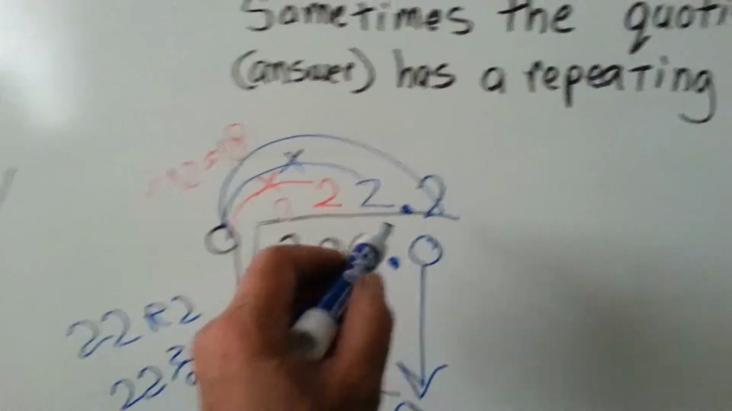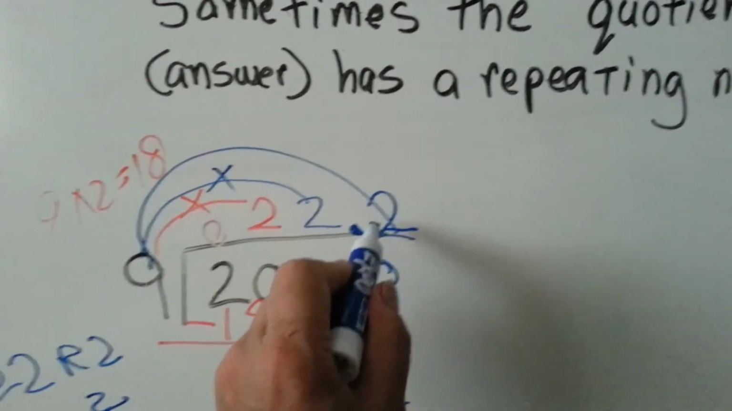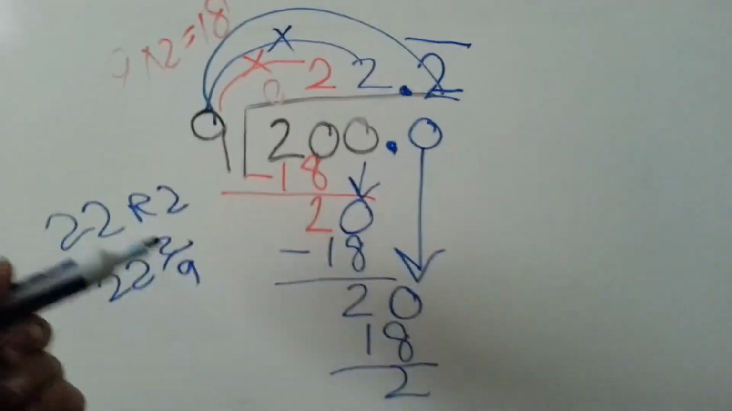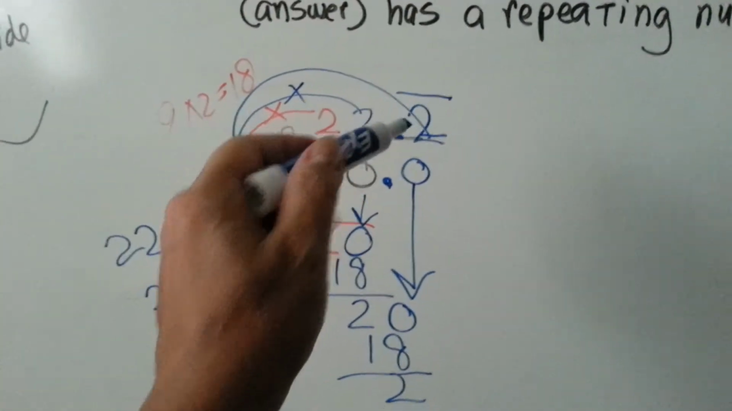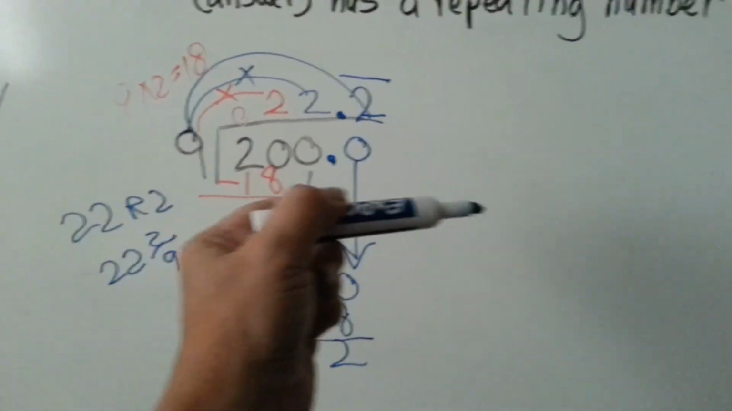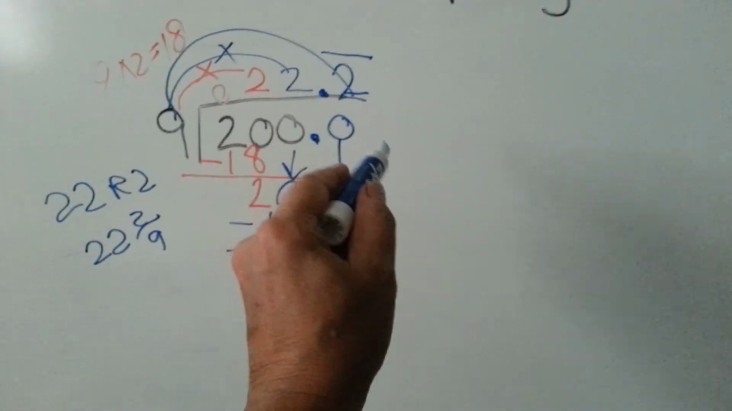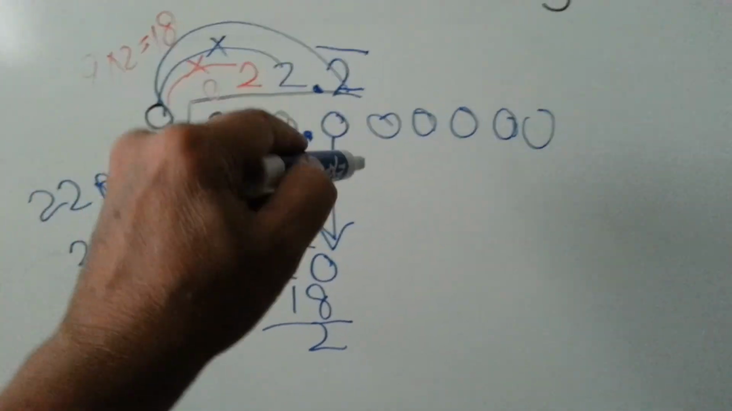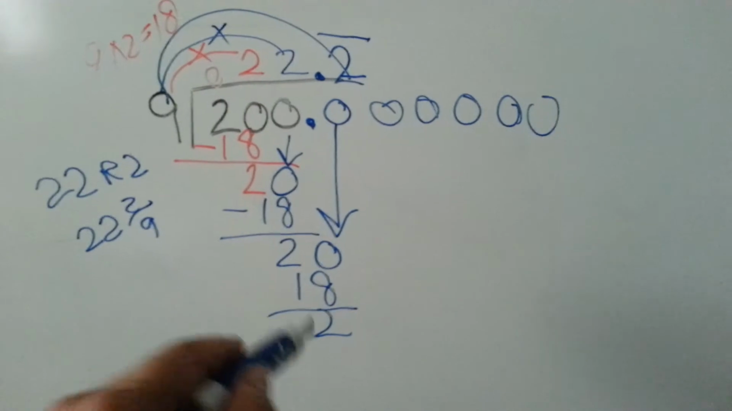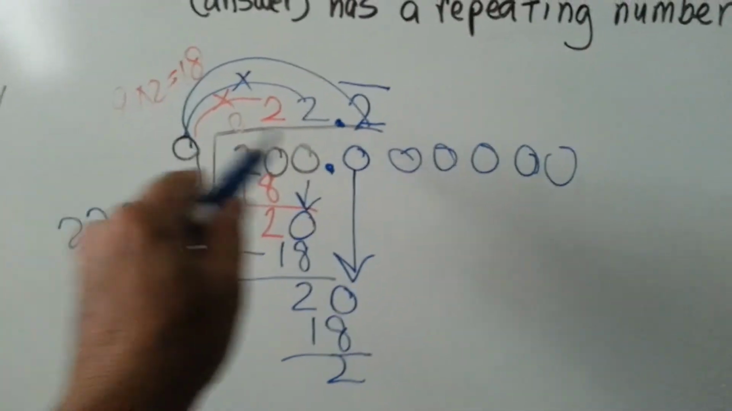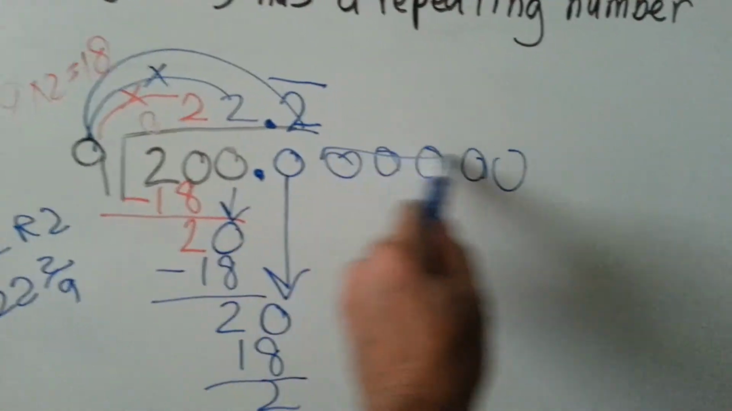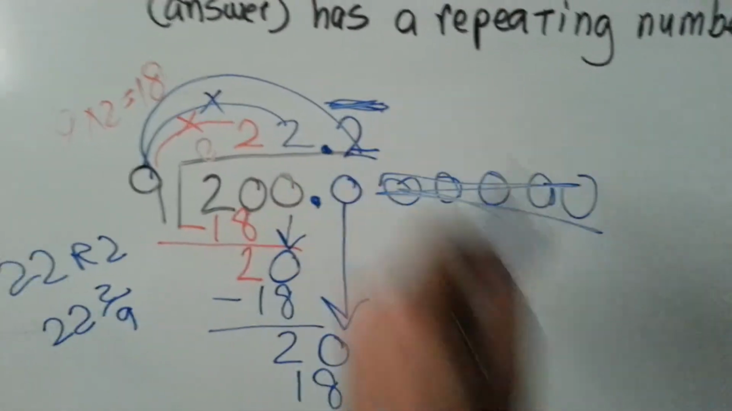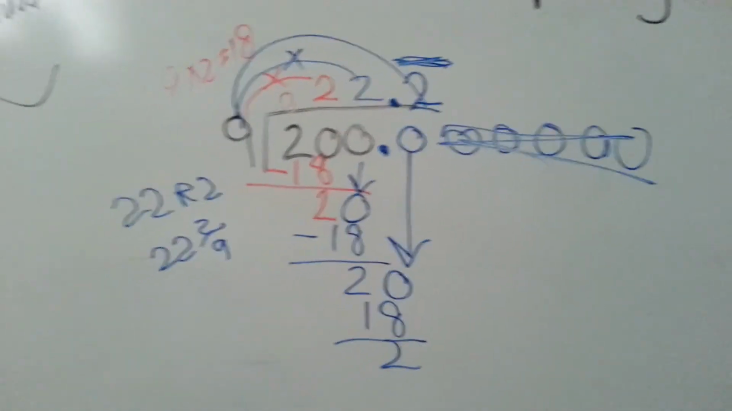So, what we do is, above this 2, we put a little line, and that tells the teacher or whoever that this 2 is a repeating decimal that's going to continue going and going. We can add all the zeros here we want and keep going, and what's going to happen is it's going to be 18, 18, 18, each time with 2 left over. So, the easiest way to do it is to stop and say, with a little line above it, that this one number is going to repeat.